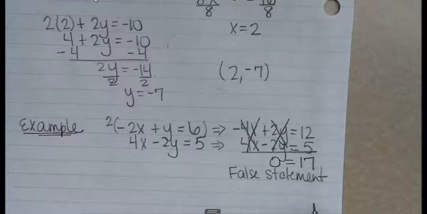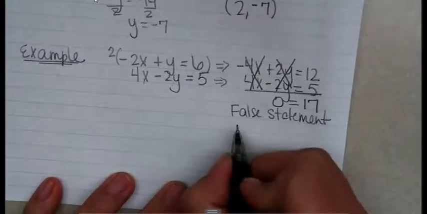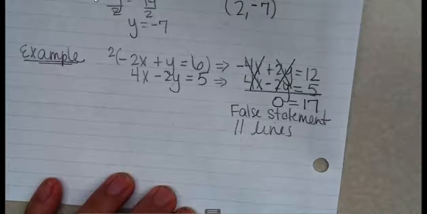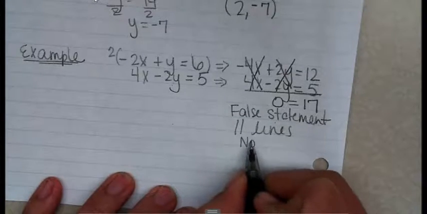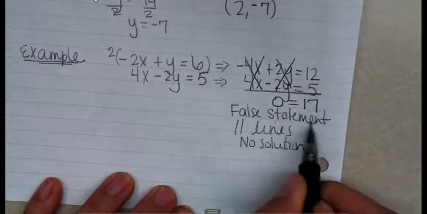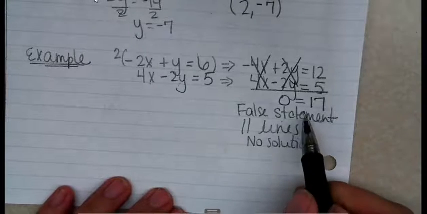So if I get a false statement, that is telling me that these two lines are parallel. So I have parallel lines. So how many solutions? No solution. Okay, so a false statement means parallel lines, no solution. Okay, that happens to be this situation.